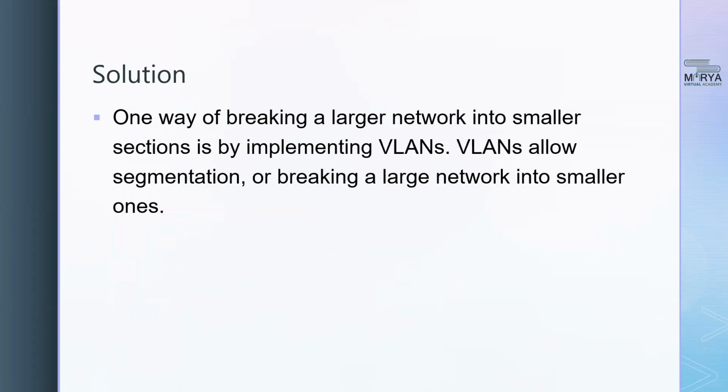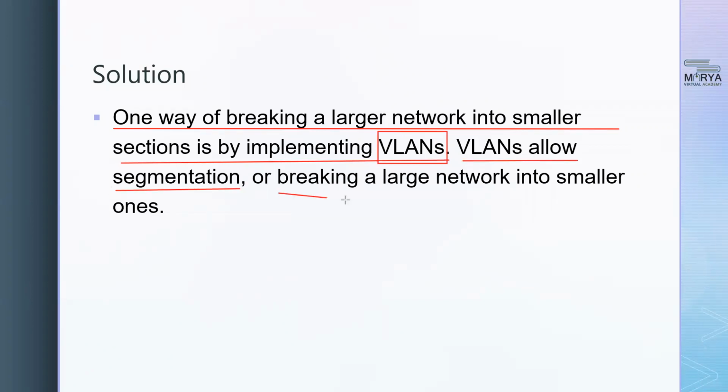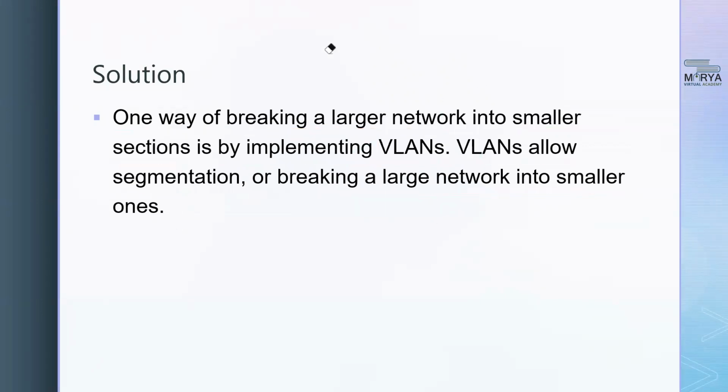So we understand the solution is what? Dividing or breaking a larger network into smaller sections by implementing what? VLANs. So we understand that the solution was to divide the larger broadcast domain into smaller broadcast domains. But why VLANs? VLANs allow segmentation. You can say VLANs support segmentation, or breaking a larger network into smaller ones. It means with the help of VLANs, we will divide our larger broadcast domain into smaller broadcast domains.